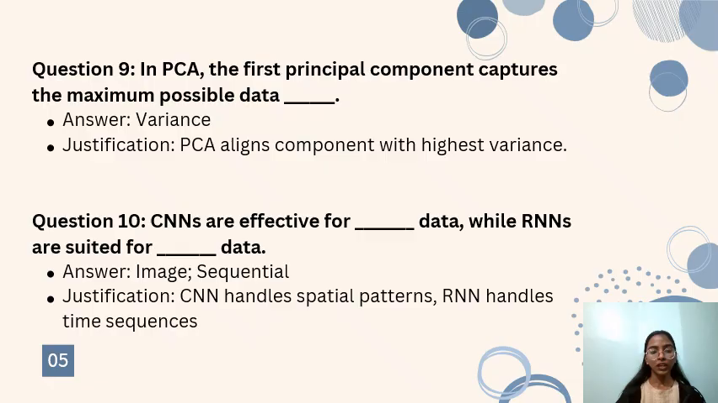Now the next question is question number 10, which says that CNNs are effective for dash data while RNNs are suitable for dash data, and the answer is image and sequential. CNN works best with spatial and image data, while RNN handles sequential or time dependent data. So the answer is image data and sequential data.